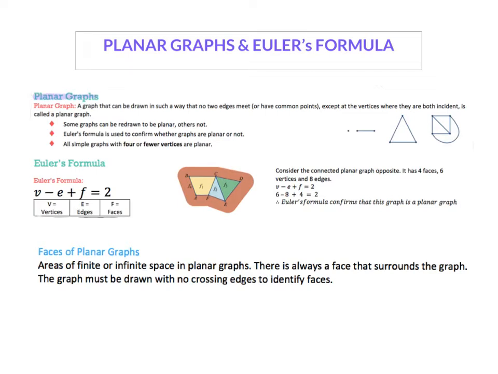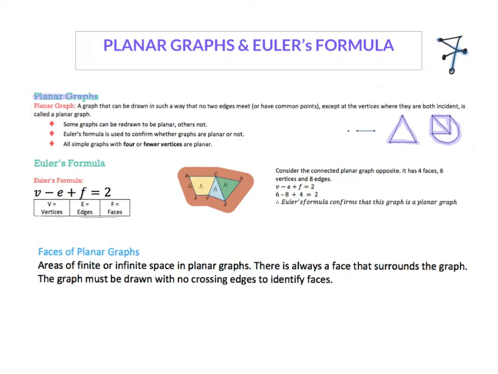A planar graph is a graph that can be drawn in such a way that no two edges meet or have common points, except at the vertices. If you have a look over here, these are examples of planar graphs. What you can see is the lines are never crossing each other. An example of a non-planar graph would be something like this, or like that. See, when the lines cross each other but there's no vertex, that's not planar. Planar is when they're all nice and not crossing each other.